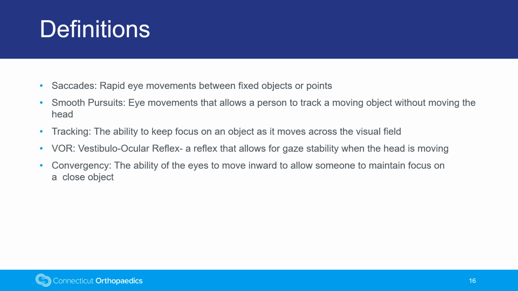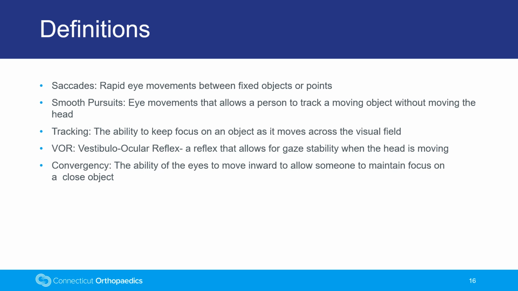Definitions for the oculomotor movements. Saccades are rapid eye movements between two fixed objects or points. Smooth pursuits are eye movements that allow a person to track a moving object without moving their head. Tracking is the ability to keep an object in focus as it moves across your field of vision.